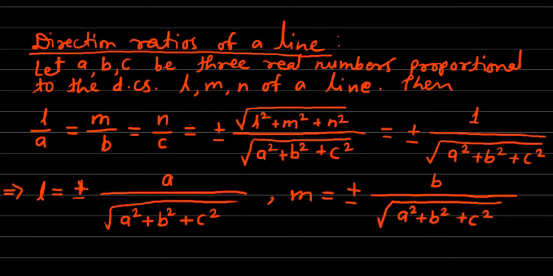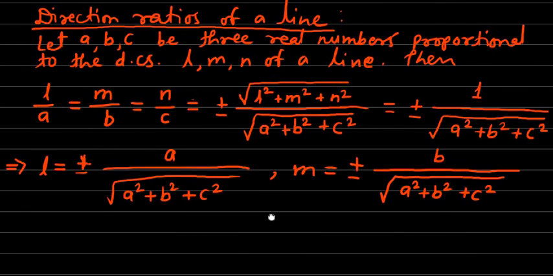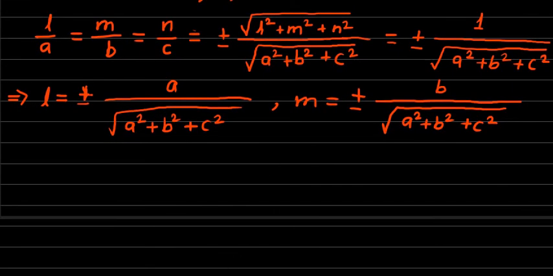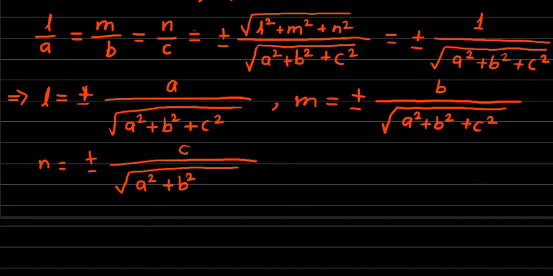And finally, when we equate n by c with the same plus minus 1 upon under root of a square plus b square plus c square, then we will obtain the next relationship, the value of n, as n is equal to plus minus c upon square root of a square plus b square plus c square.